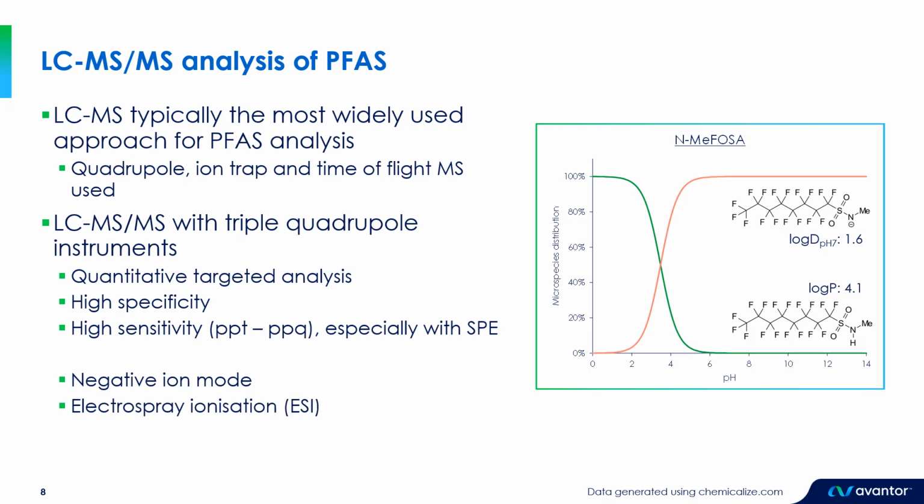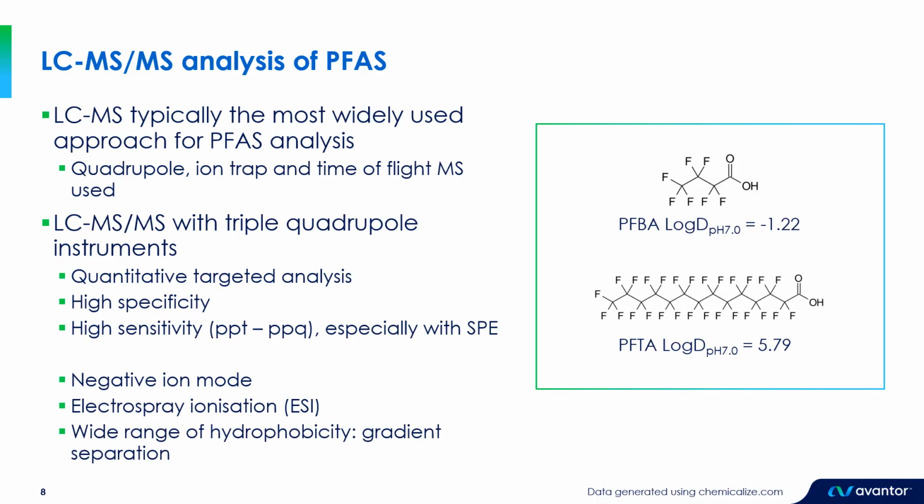The fact that our analytes are ionizable with moderate masses and that we have a number of quite hydrophilic short-chain PFAS means that electrospray ionization is typically used. For the chromatographic separation, we saw last time that we have quite a wide range of hydrophobicities for our target analytes, for which reverse phase chromatography is suitable, but we need to employ gradient elution for sure to achieve successful retention.